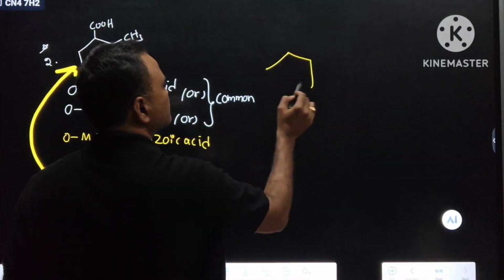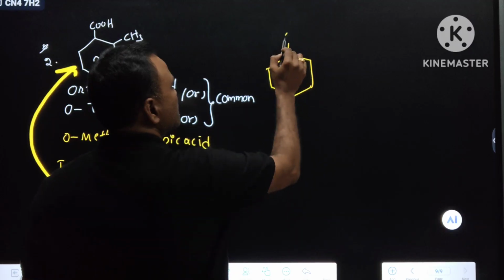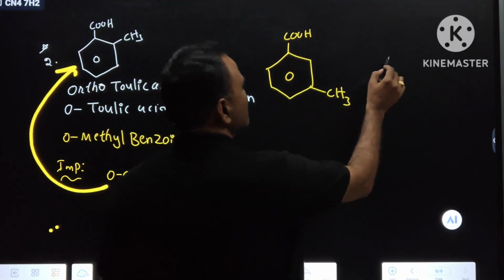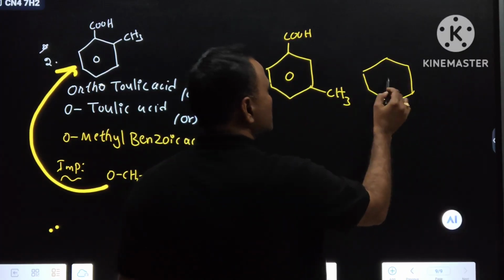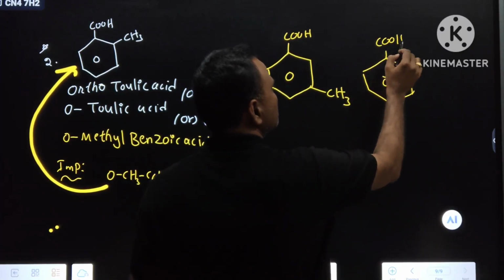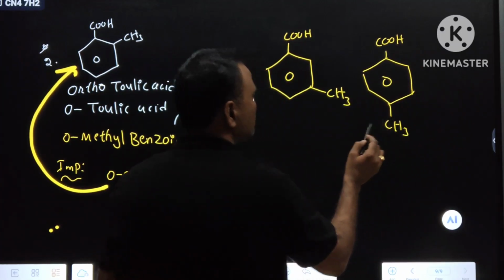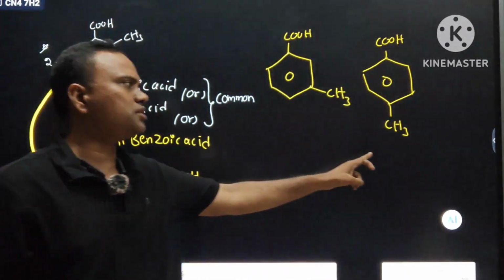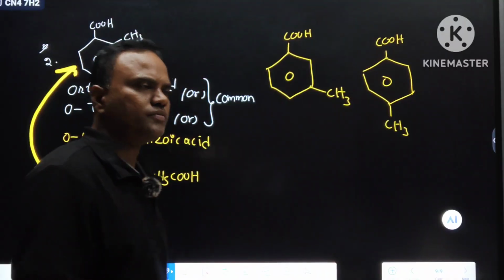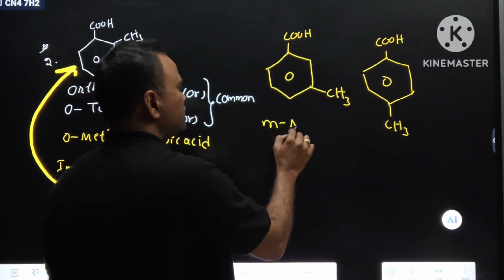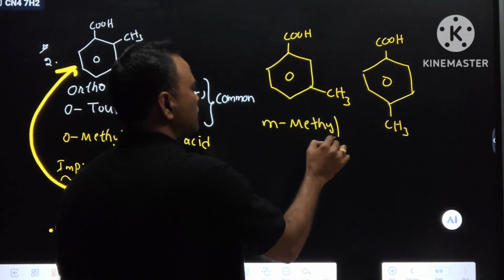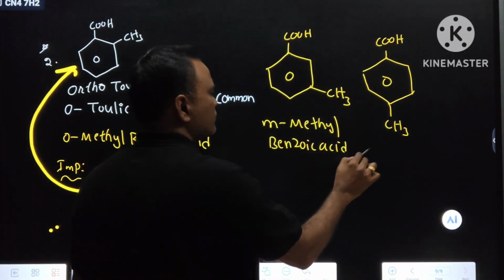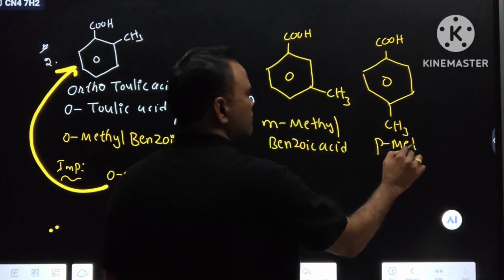Next. In acidic nature questions, having an idea about the structures is very important. Without having an idea about the structures, you cannot predict acidic nature. Now, can you write the names? m-methyl, metamethyl benzoic acid, p-methyl benzoic acid. M stands for meta. You can write directly metamethyl benzoic acid. Paramethyl benzoic acid.